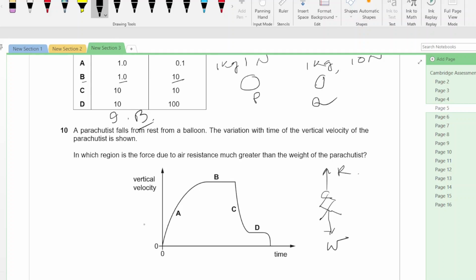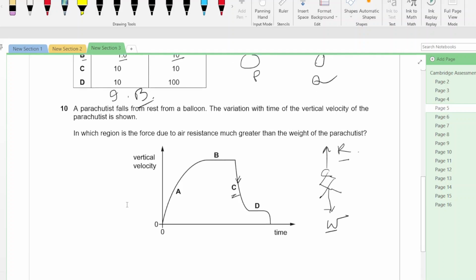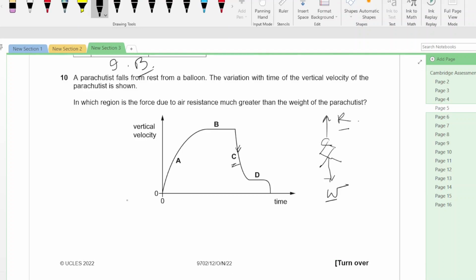We see that the parachutist decelerates significantly at region C. Therefore, air resistance is greater than weight at this region C. Now write 10, answer C.